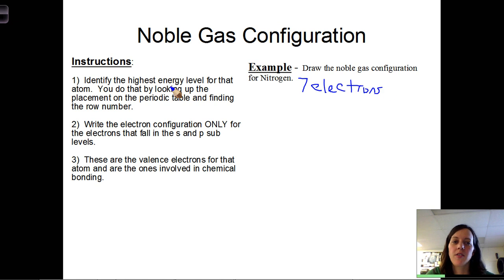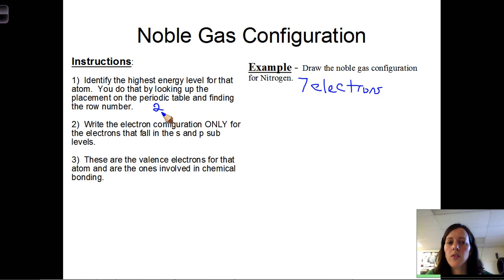Alright, so our first step, identify the highest energy level for that atom. We do that by looking up the row placement on the periodic table and finding the row number. So nitrogen has an atomic number of 7, and if you look all the way over on the left hand side, it is row number 2. So that is going to be its energy level.